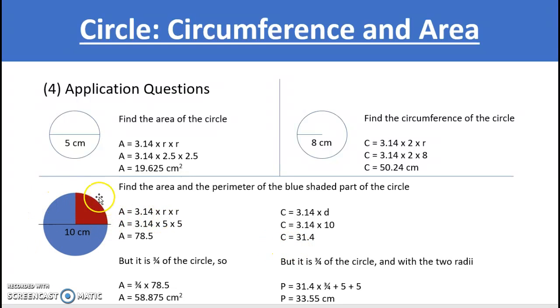The second bit is to find the perimeter, the outside bit here. So we're going to find the perimeter, or the circumference, on the outside first. So pi times d, and we get that. But again, remember, it's 3/4 of the circle, so we take 31.4 times 3/4, and these two numbers, the 5 and 5, come from here and here. So all together, if you add them all up, you get your answer right there.